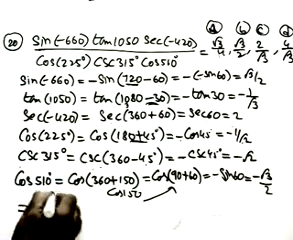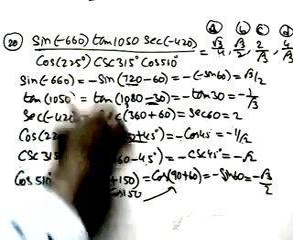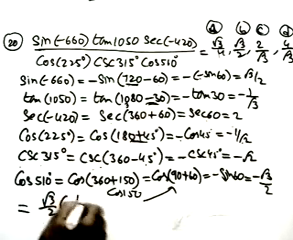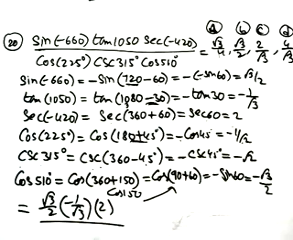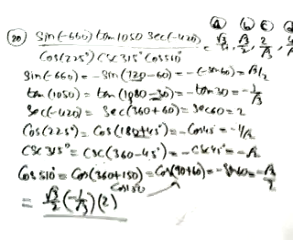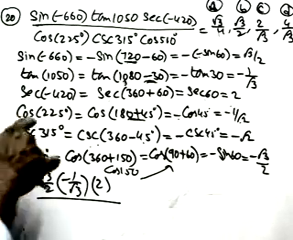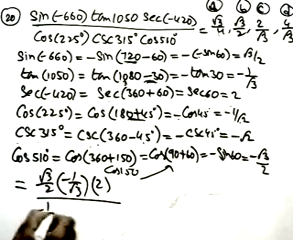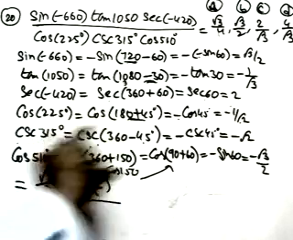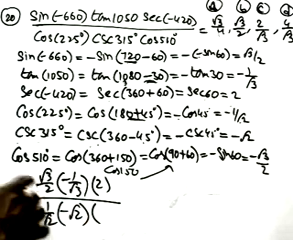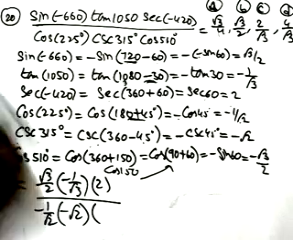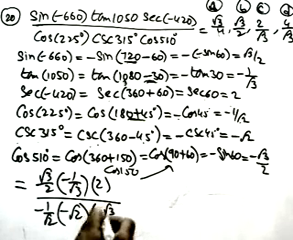Now let me substitute the values. The first value we got is root 3 by 2, into the second value we got, minus 1 by root 3, and the third value we got, 2. Now the fourth value, cos 225, is minus 1 by root 2, into cosec 315, which is minus root 2, into lastly cos 510, which is minus root 3 by 2.